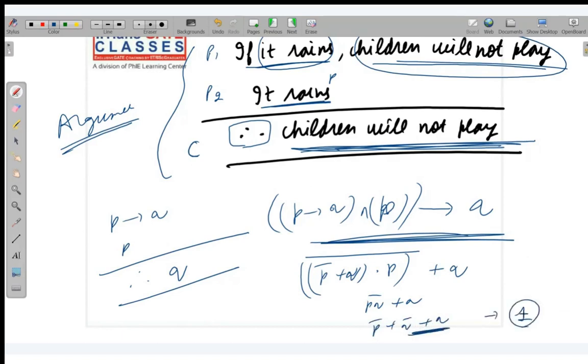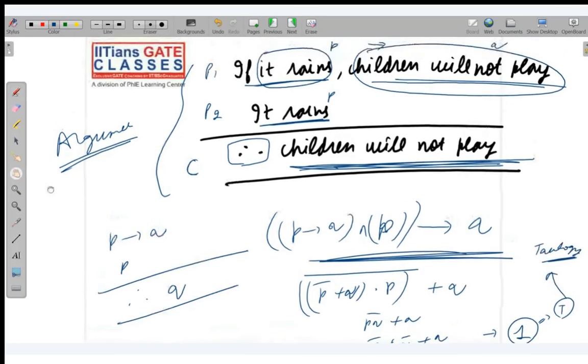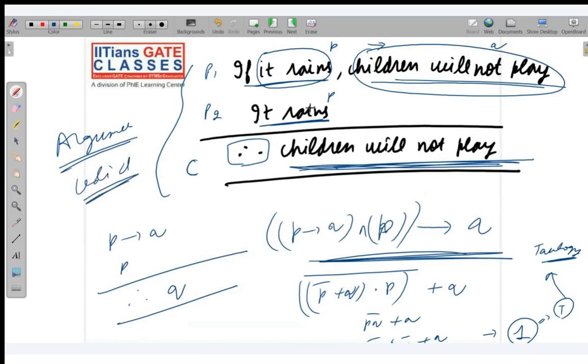1 plus something is 1 only. 1 in Boolean algebra, true in logic. True means tautology. So I have proved to you that this argument is valid. In front of you, I have proved that this argument is a valid argument. Why is it a valid argument? I have changed it into logic and I have proved everything.